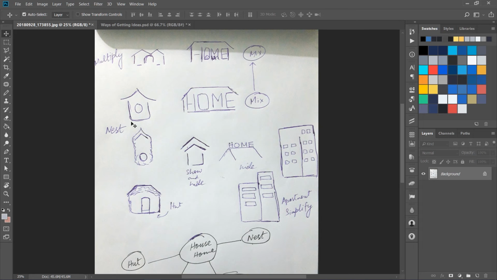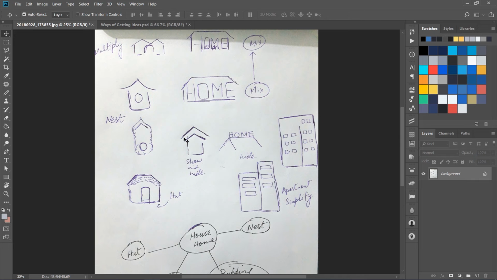So two houses, then we have this nest. You can see two areas over here, two different shapes and two different styles. One is this bird nest, and this one looks a bit more like a house. So I am going to discard this idea in the end. Okay, so here we have hiding and showing different areas. These two sections, let me show you these two.